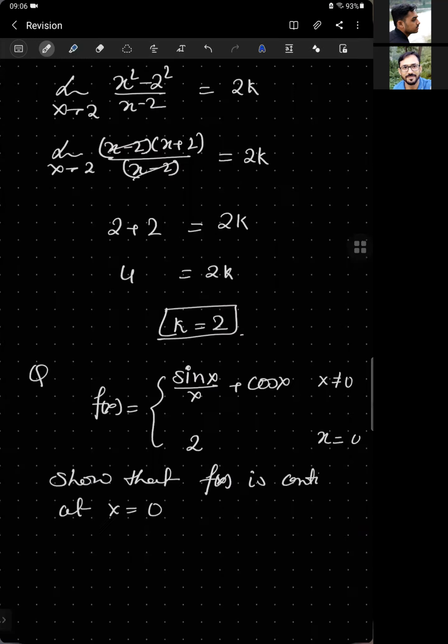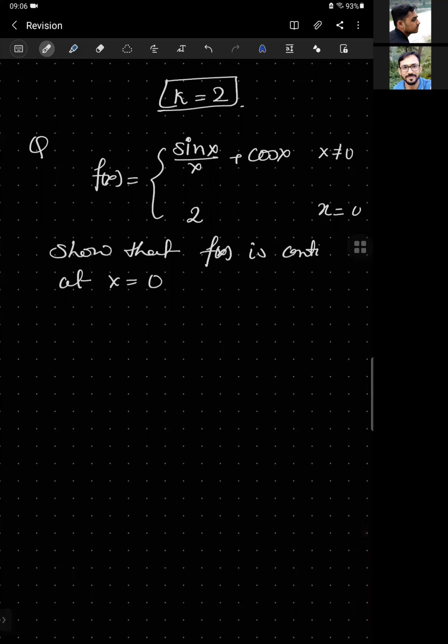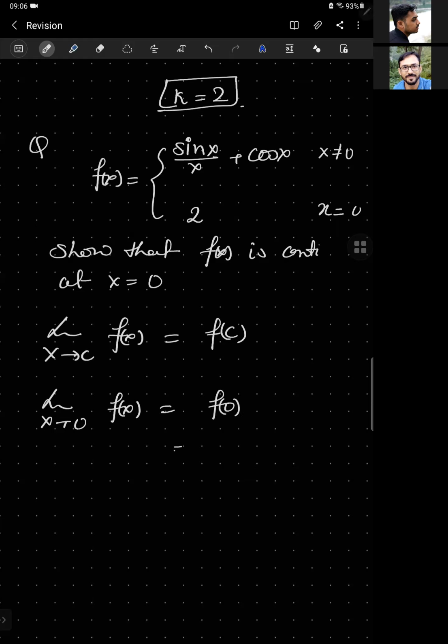Now let us see. Over here again we need to go in the same manner. Limit of x tends to c, f(x) must be equal to f(c), because we need to show the above given function is continuous at x equals 0. So limit x tends to 0, f(x) must be equal to f(0), and at 0 it is 2.